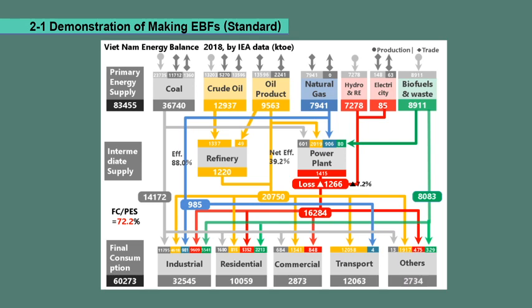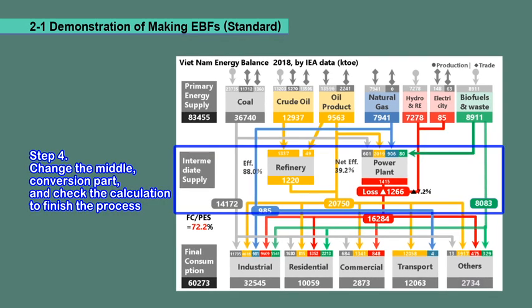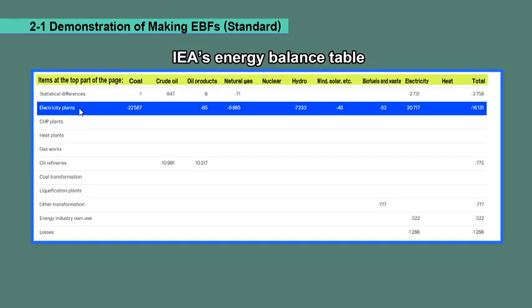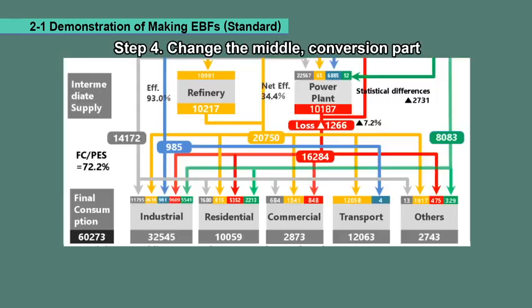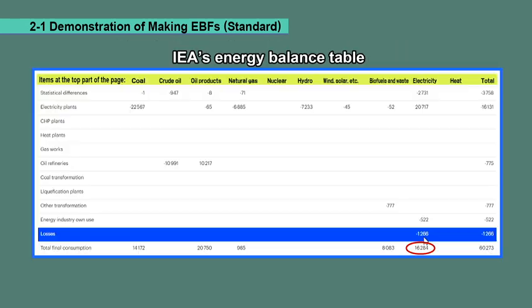Lastly, move to the middle, the conversion part. We will primarily focus on two rows: electricity plants and oil refineries. Total final energy consumption for electricity is 16,284. The row before this is losses. This shows transmission and distribution losses, so enter 1,266 as loss.